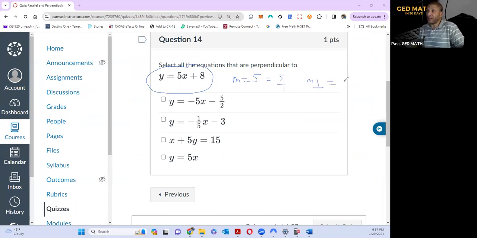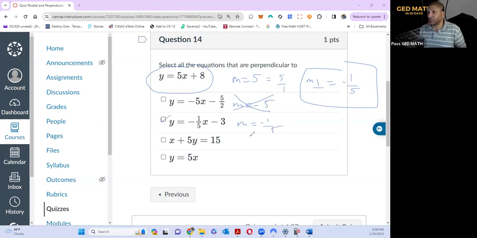So this is positive. That means it needs to be negative. I need to flip 1 over 5. So I'm looking for any of these equations that have a slope of negative 1/5. So when I look here, slope is negative 5. It's not A. Here, the slope is negative 1/5. Ding, ding, ding, ding. That's a check.